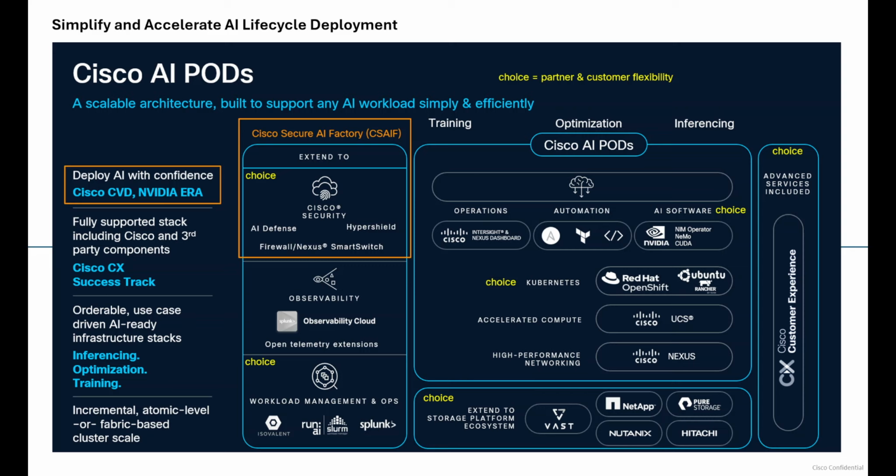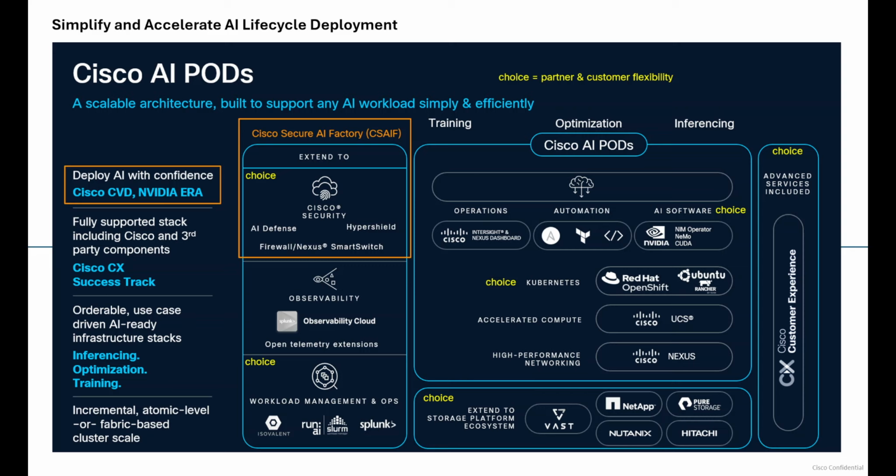So ultimately, this allows you, the partner, to customize the solution for the customer based on their preferences and their skill set capabilities, right? So if they're already familiar with, let's say, Nutanix, maybe that's what you want to leverage from a storage platform ecosystem perspective. If they're already familiar with Red Hat OpenShift, maybe that's what you want to use for your Kubernetes environment.